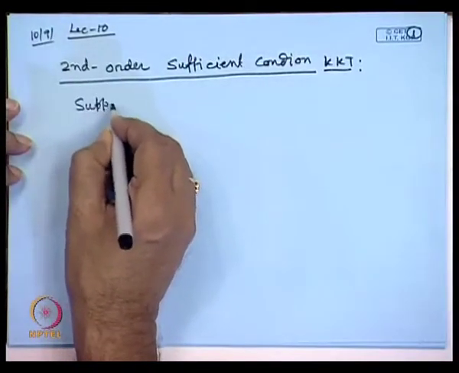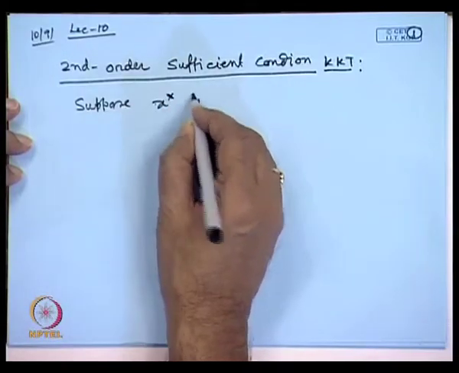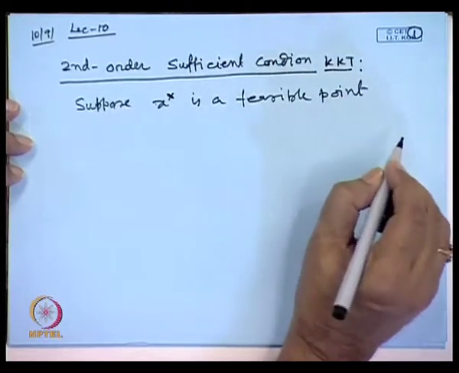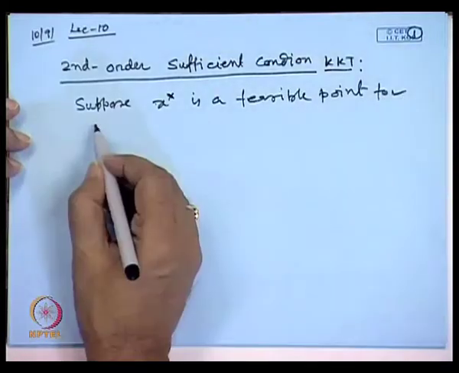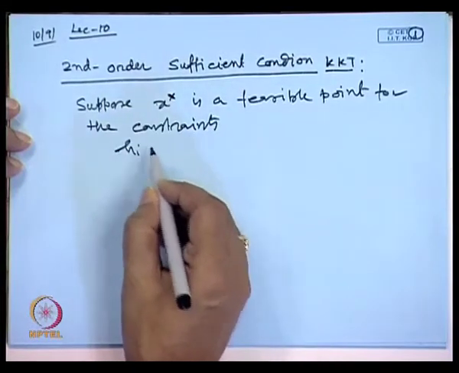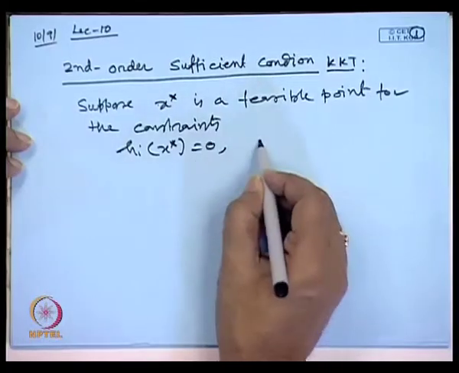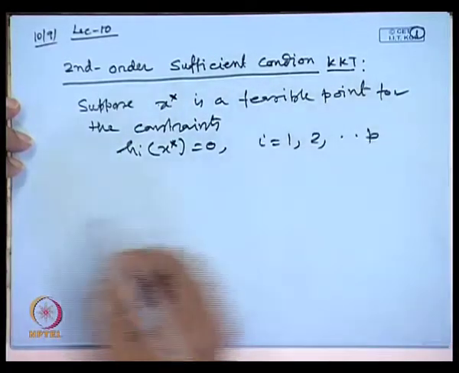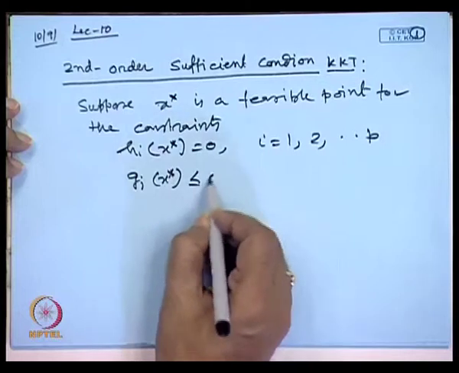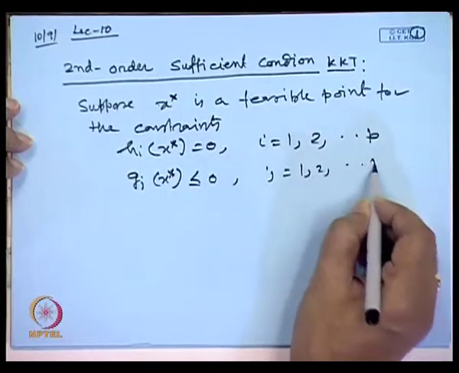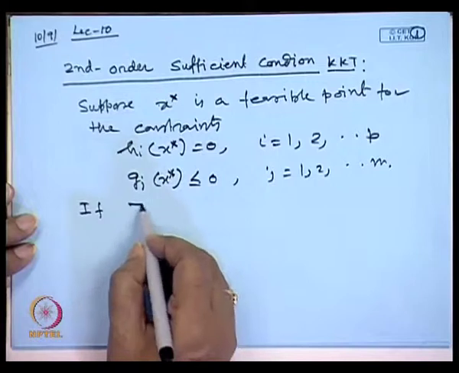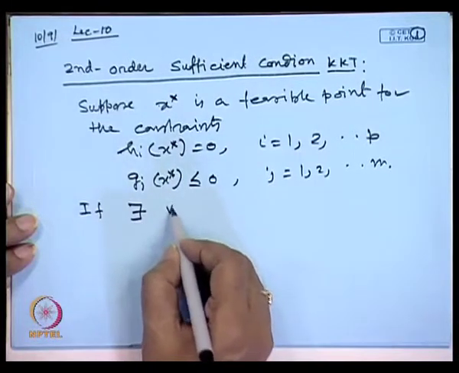Suppose x star is a feasible point for the constraints. It must satisfy h_i(x) equal to 0, and there are p equality constraints, as well as the inequality constraints g_j(x) less than or equal to 0, for j equal to 1 to m.